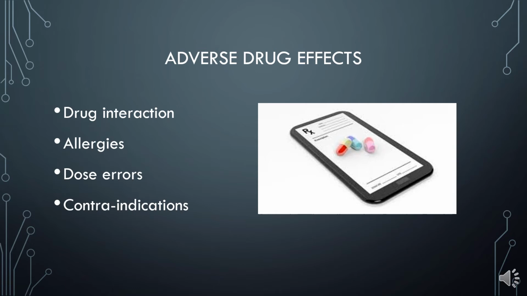Along with all these drug problems, there are contraindications. A contraindication is a situation which is harmful to the patient. For example, aspirin causing Reye's syndrome is a contraindication of a medicine. All in all, the electronic prescription system helps prevent all these adverse drug effects.